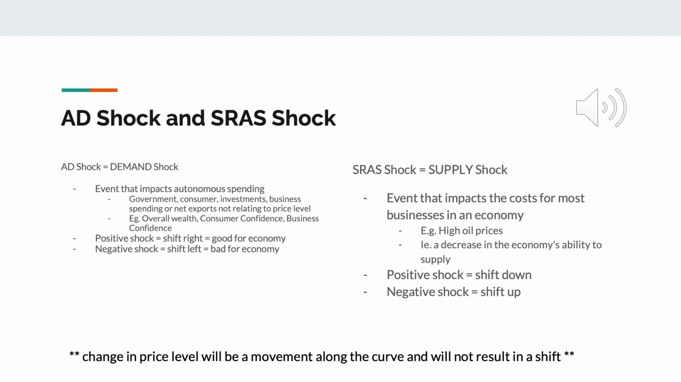Back to the shocks: if, for example, there's an overall wealth increase or change in consumer confidence, or anything that could potentially increase or decrease spending, this will have an impact on the shock. A positive shock is a shift right and it's good for the economy, and a negative shock is a shift left and it's bad for the economy. Supply shocks are events that can impact businesses in an economy and their ability to supply the economy. Here a positive shock is a shift down and a negative shock is a shift up.